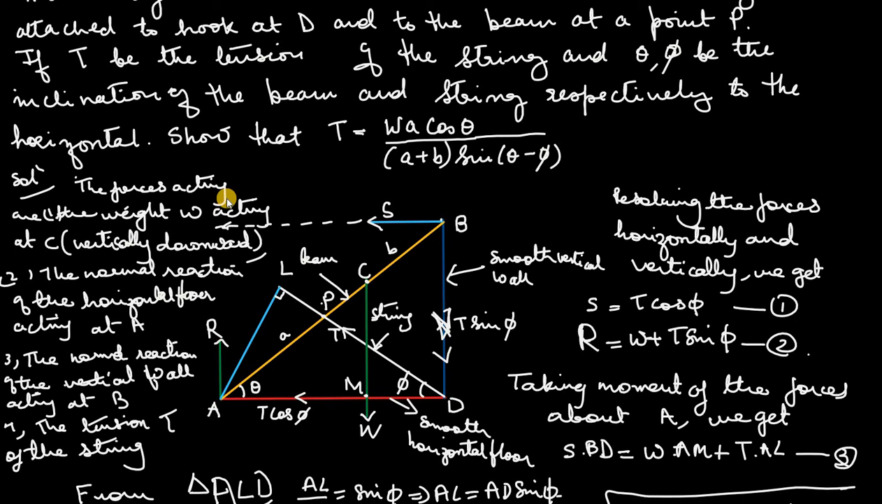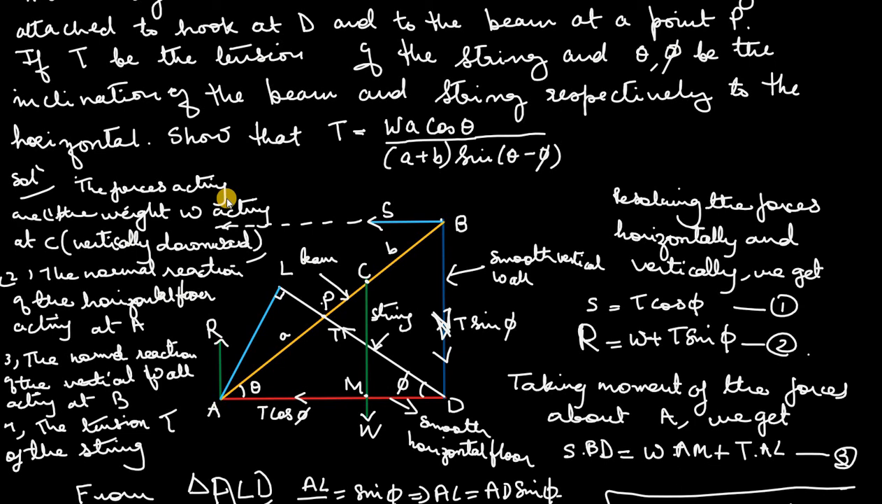R is the normal reaction of the smooth horizontal floor acting at point A. Phi is the inclination of the string to the horizontal. So by resolving the forces along the x-axis and along the y-axis, T cos phi is this and T sin phi is in this direction. Resolving the forces horizontally, S will be equal to T cos phi.